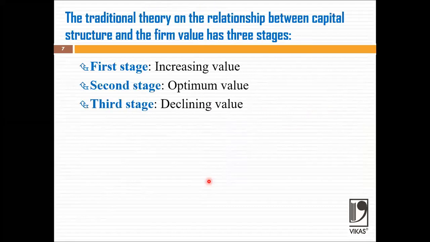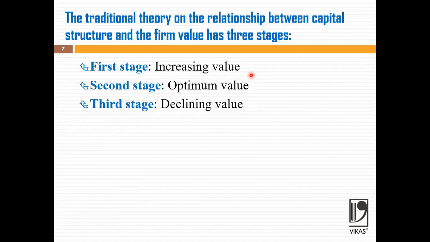In this graph, you can find three stages. The first stage, increasing value of the firm, because the overall cost of capital decreases. Second stage, it reaches an optimum value, where the value of the firm is high and the overall cost of capital is low. And third stage, declining value, because the overall cost of capital increases as debt increases, therefore the value of the firm also decreases. KO increases, therefore the value of the firm reduces.